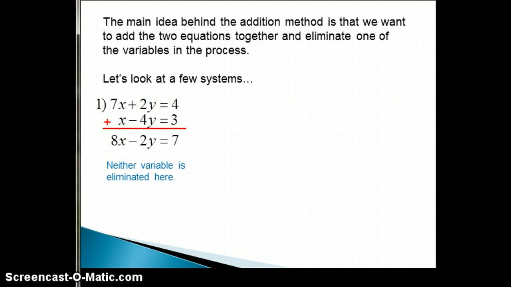One of the steps in the addition method is to rewrite the equations when necessary so that one of the variables will be eliminated when we add them.